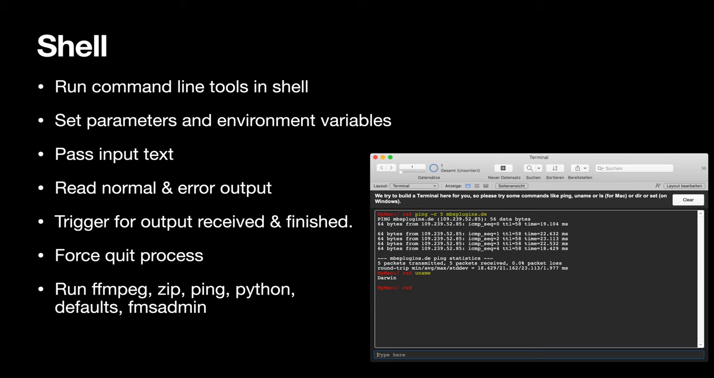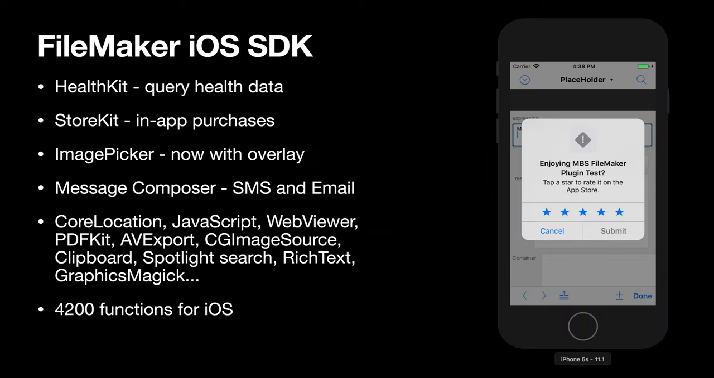If you want to use the FileMaker iOS SDK, we provide a lot of functions for you. A few functions especially for iOS, but we also support over 4,000 of our regular functions. You can use them all on iOS, and we have some special functions like here the StoreKit, where you can offer in-app purchases if your iOS app is in the store, or you can offer to compose an SMS message or an email.